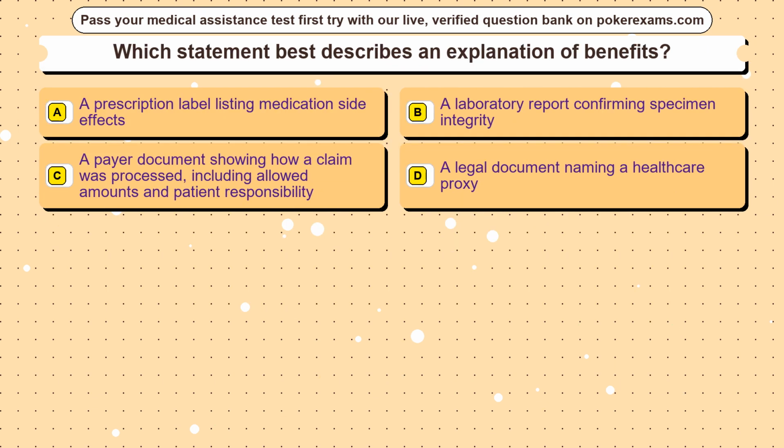Question 29. Which statement best describes an explanation of benefits? Option A. A prescription label listing medication side effects. Option B. A laboratory report confirming specimen integrity. Option C. A payer document showing how a claim was processed, including allowed amounts and patient responsibility. Option D. A legal document naming a healthcare proxy.